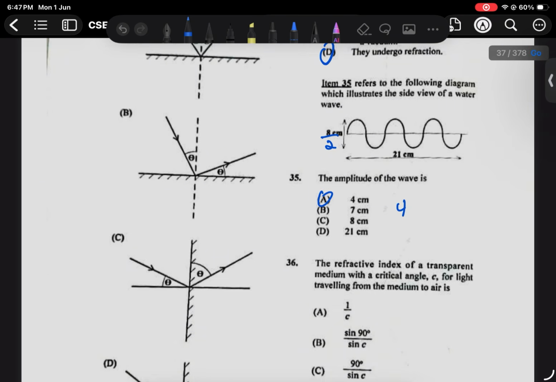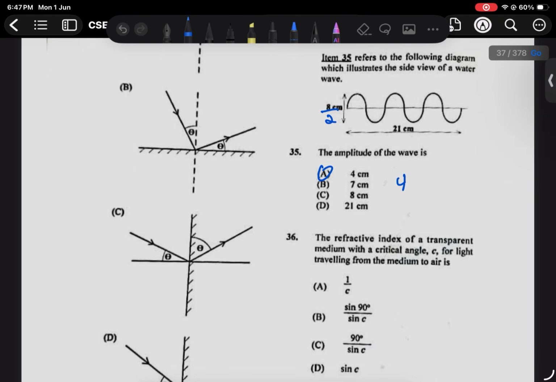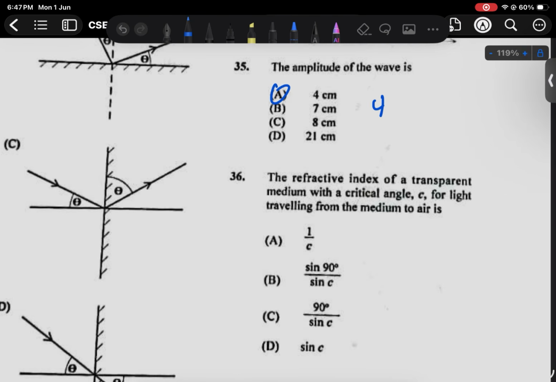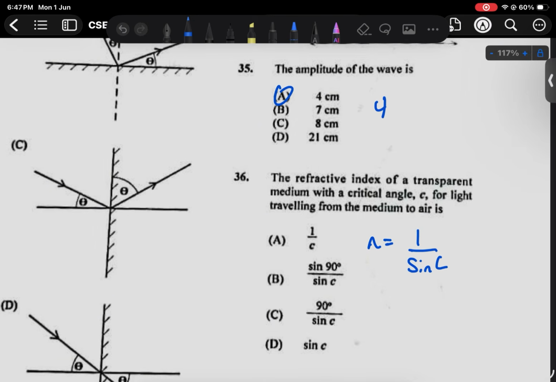The refractive index of a transparent medium with a critical angle C for light traveling from the medium to air is, we know that the refractive index is equal to 1 over sine C, and 1 is equivalent to sine 90, so that would be C.